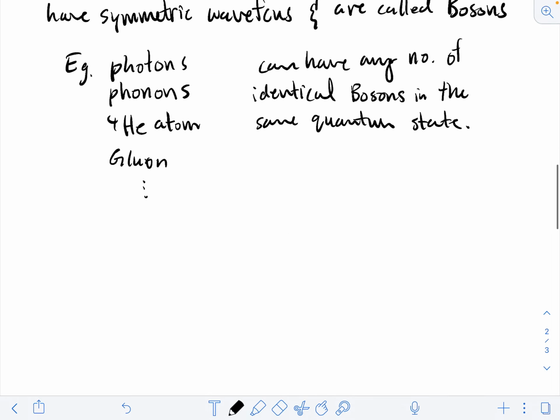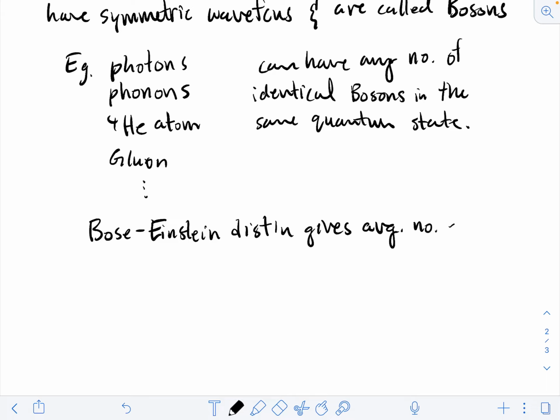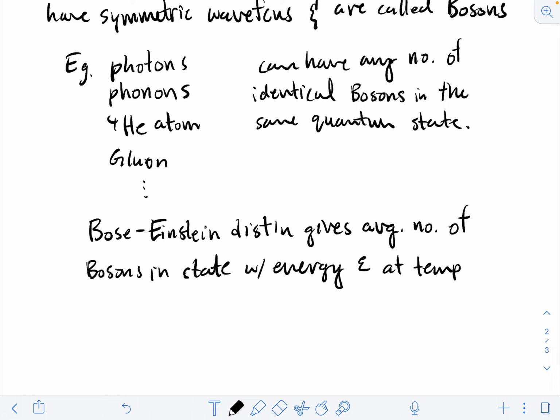So there's something called the Bose-Einstein distribution function, and I want to write that down. The Bose-Einstein distribution gives the average number of bosons in a state with energy epsilon when the system is at a temperature T.